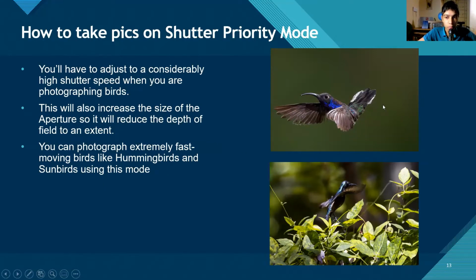And using the shutter priority mode, you can photograph extremely fast birds like hummingbirds and sunbirds. The bird on the top is a species of hummingbird called velvet swearbill, and the bird in the bottom picture is a Lotan sunbird. You can see it in Sri Lanka. So let's move on.